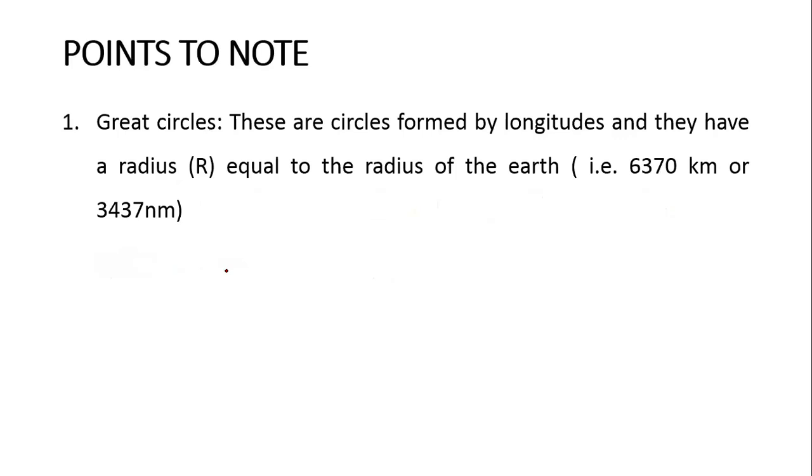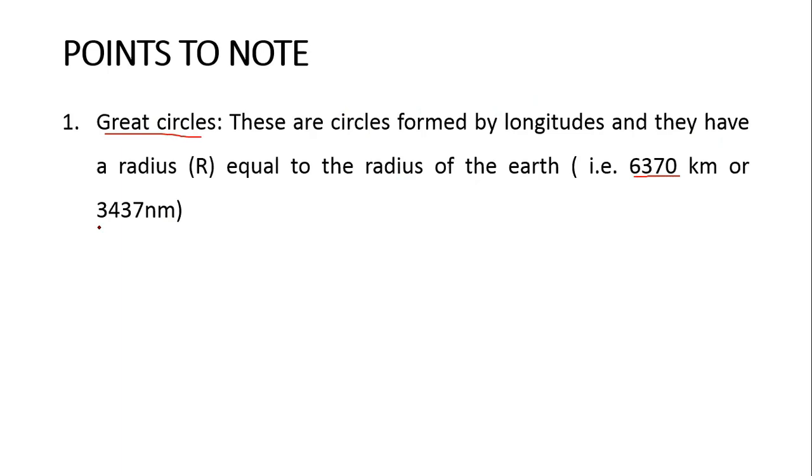As you are trying to dive into this subject and calculate all the concepts, the first one is that great circles are circles that are formed by longitude. We are saying the Earth forms two kinds of circles. There is what we call the great circles. These are the circles formed by longitude. So a circle along a line of longitude is known as a great circle. And the radius of these great circles is equivalent to the radius of the Earth, which is 6370 kilometers or 3437 nautical miles.